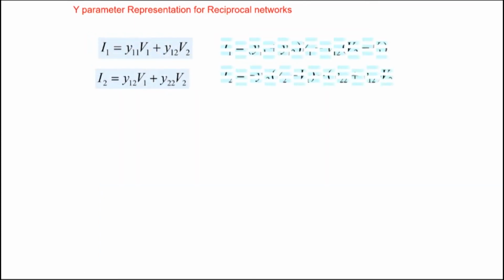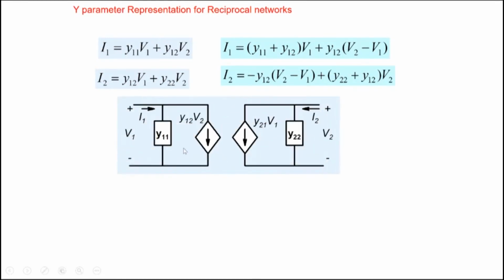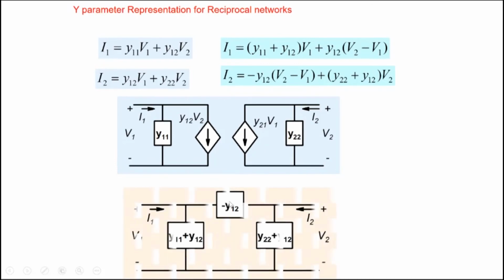Y parameters also, we could do the same thing. We can do Y11 plus Y12, we can rewrite it in this particular form. And this is a general form, but we can represent it in this form here. Y11 plus Y12, note the first term. And the second term is Y12, V2 minus V1 here. So we write it in this form here. And the Y22 plus Y12 is simple here. And I2 is minus Y12, V2 minus V1 here. Okay, so we write it in this particular way here.